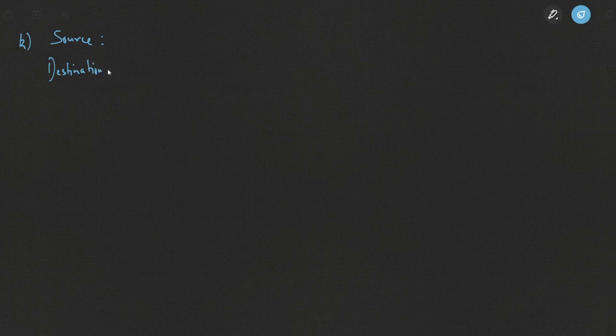Now the addressing mode, the source addressing mode. What is the source? In this case, the source of the data is the register, so it is register addressing mode. What is the destination of the data? The destination of the data is the memory, but whose address has been given by the register. So it is register indirect addressing mode.